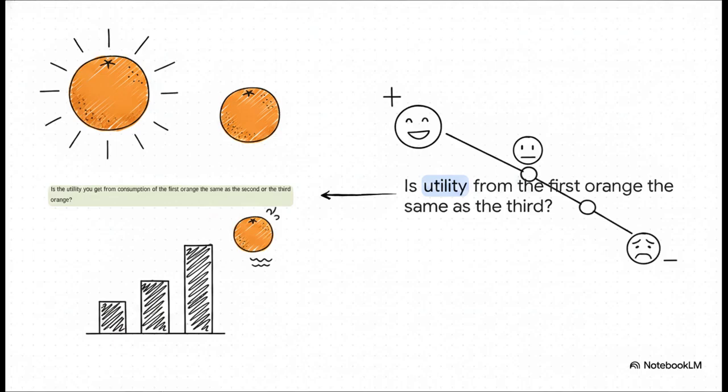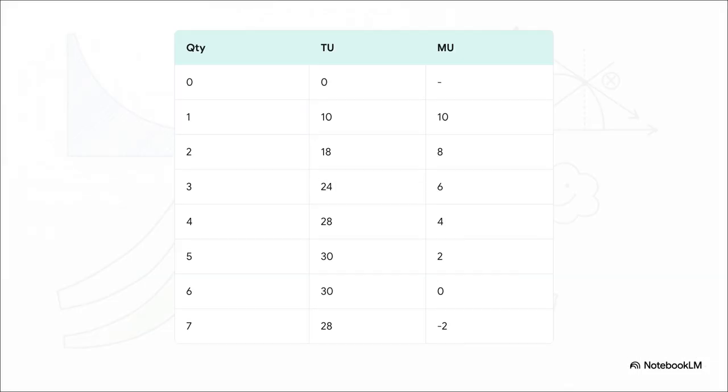But what about the second orange? Still good, sure, but not quite as amazing as the first. By the time you get to your fourth or fifth orange, you might actually be feeling a little sick. This right here is the law of diminishing marginal utility. As you consume more of a commodity in a given time, the extra satisfaction you get from each successive unit drops.